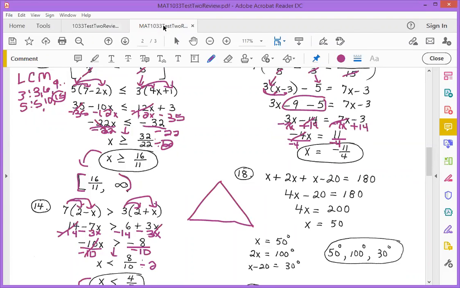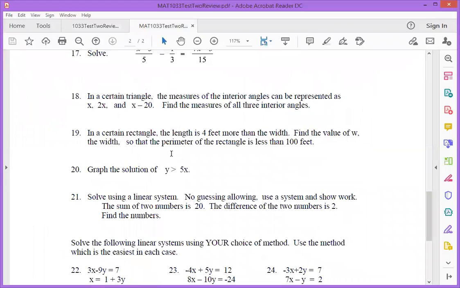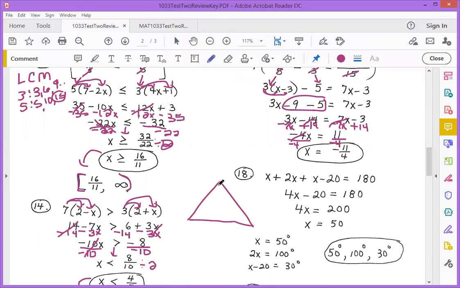Now for number 18, we're given this statement. In a certain triangle, the measures of the interior angles can be represented as x, 2x, and x minus 20. Find the measures of all 3 interior angles. So in a triangle, we have 3 inside angles, x, 2x, and x minus 20, and we're asked to find the measure of all 3 angles.